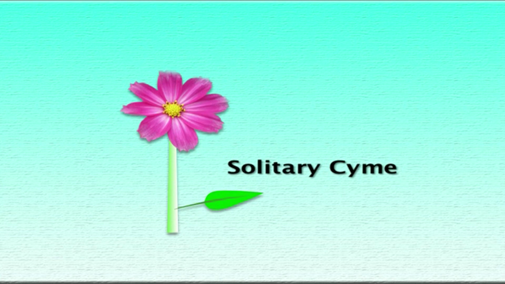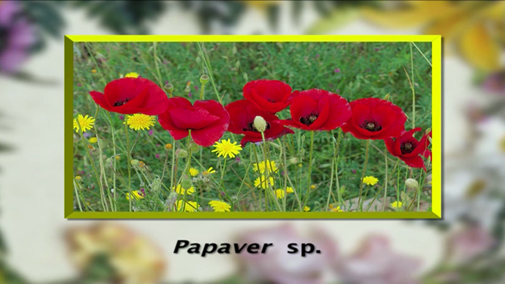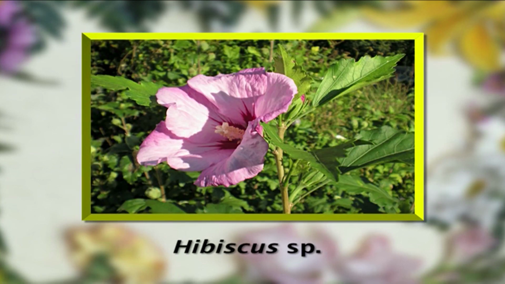The cymose inflorescence is also of many types. The main ones are number 1, solitary cyme. It is the cyme that develops along one axis only. This type of inflorescence is represented by a single flower only. Solitary cymes may be terminal as in Papaver, or they can be axillary as we can see in Hibiscus.